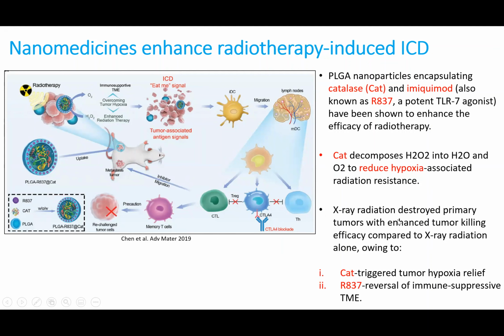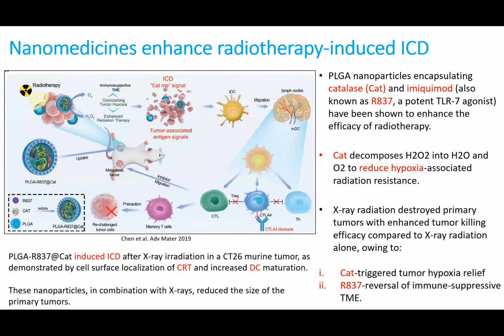So after radiation of the tumor with X-ray, together with these nanoparticles, the effect of tumor killing was enhanced due to both catalase-triggered tumor hypoxia relief, and this will reduce the resistance to radiotherapy, and also the presence of imiquimod as a toll-like receptor agonist will reverse the immunosuppressive tumor microenvironment and activate dendritic cells and cytotoxic T lymphocytes.